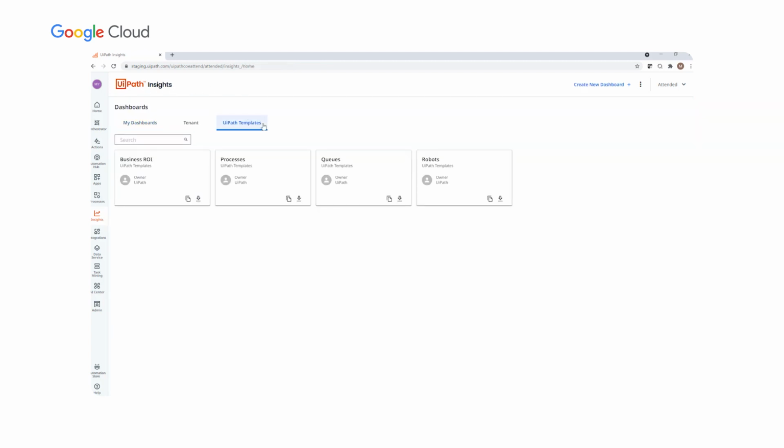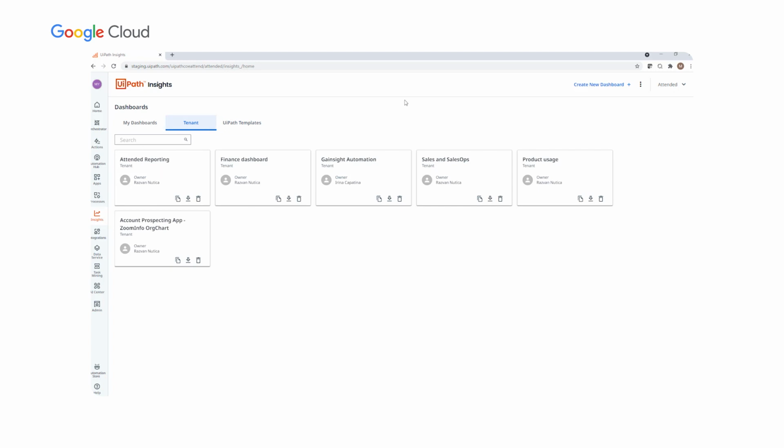We go back to that templates tab. Let's revisit the tenant tab and see how our internal customers, so this is our own internal RPA center of excellence, meaning people that use our UiPath products to automate UiPath activities. They're using these dashboards, these templates that they've copied and modified according to their needs and shared it out with everyone that has access to this environment. So you can see they're doing things like building dashboards around finance, building dashboards around sales and sales ops, product usage. So very business related capabilities that they would not be able to do without the base that Looker provides us.